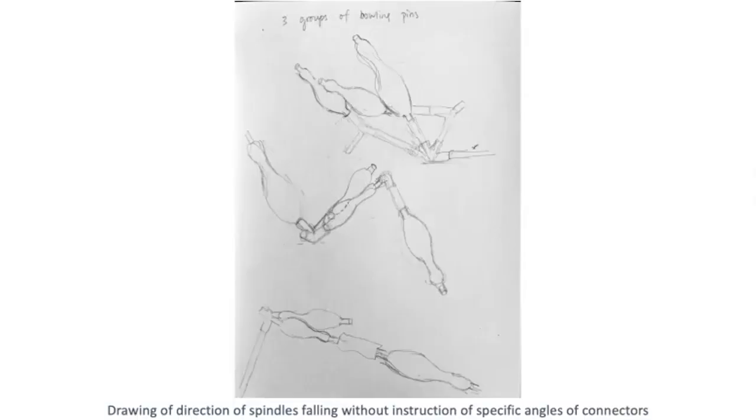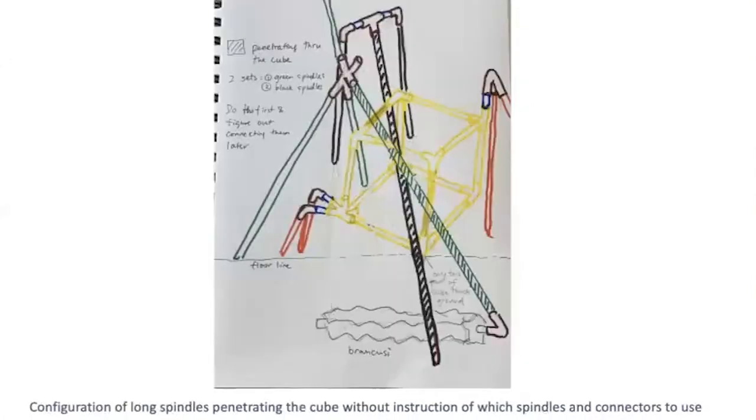But yeah, I also want to show you a couple more images. In this sort of figuring out, I also made drawings for the crew. Sometimes the drawings are just showing the direction of where the spindle should go, like how the bowling pin should fall. But I didn't give them the exact direction of which spindle to use and what angle connector to use. And another one is the cube area that you might remember from the slide. I only have roughly an idea of where the cube should be, with this long penetrating spindle, but I don't have the exact direction of what spindle or connector to use.